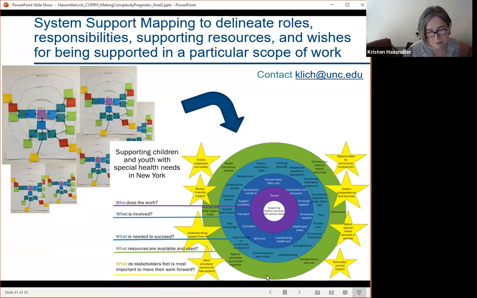And then we can analyze these maps and start to describe, in our system, where we have a number of people working to support kids with special healthcare needs, or here, just looking at parents. On the bottom right, this is an aggregated look at the parent role. In the blue ring, we see the different responsibilities that they described. In the aqua ring, we see the needs that they named. In the green ring, the categories of resources, and in the yellow stars, the different themes of wishes. And we have all sorts of detail. We can synthesize the detail from their maps and the stories they told when they presented their maps.